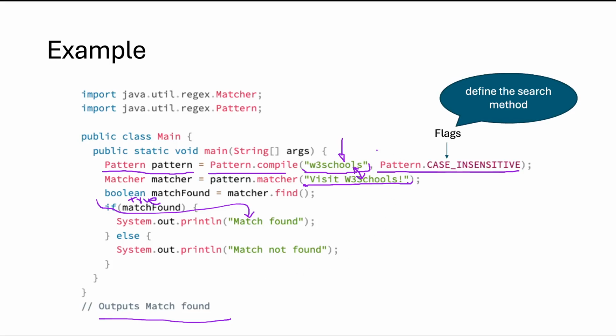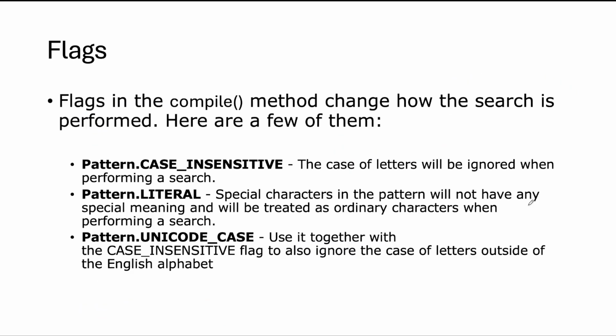And this line, Pattern.CASE_INSENSITIVE, is called a flag in regular expressions. This will tell what kind of search method we have to follow. I want to cover flags in depth because they are very frequently used in the real world.